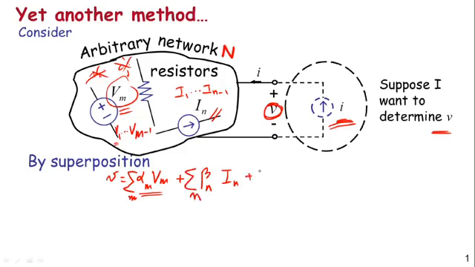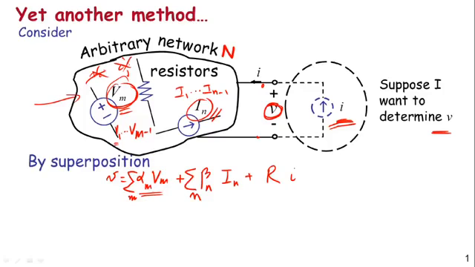With I acting alone, I'm going to set all of the other In's and the Vm's to 0 and just have I acting alone, and so I'll get an I with some multiplier. Notice that when all the Vm's and all the In's are set to 0, I'm just left with a big resistive network here. It will look like a big effective resistor looking into this port. Let me write that down as some R multiplied by the current I.